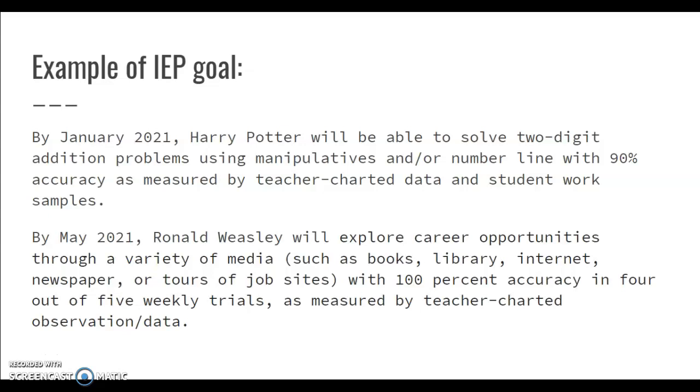So as you can see, the skill that we want him to learn is solving 2-digit addition problems using manipulatives and/or number line. And we want him to do it with 90% accuracy, so we want to make sure that we're meeting him where he's able to do his math problems. It's going to be measured by January 2021 and by teacher-charted data, as well as his student work sample.